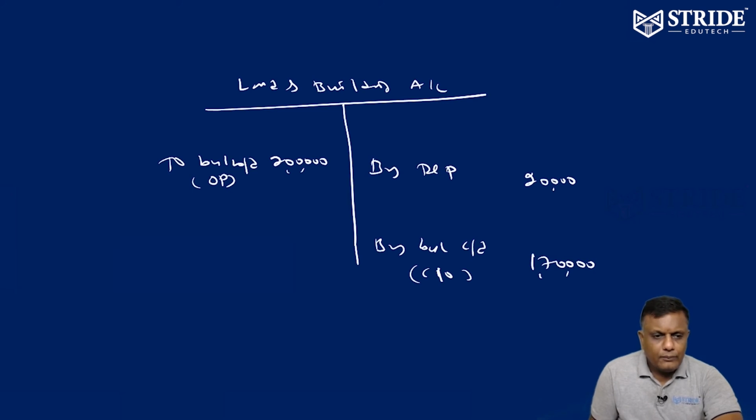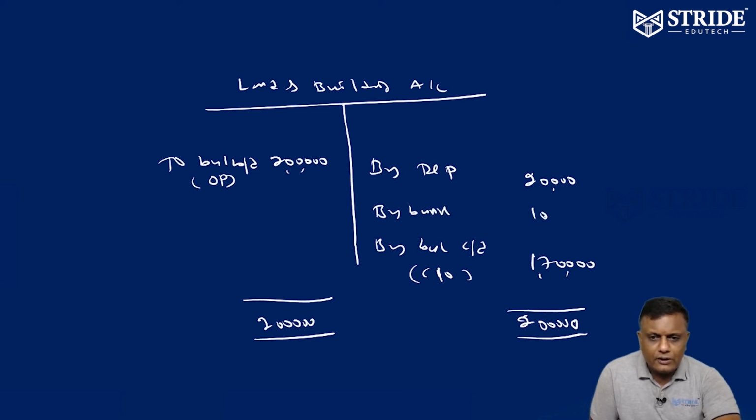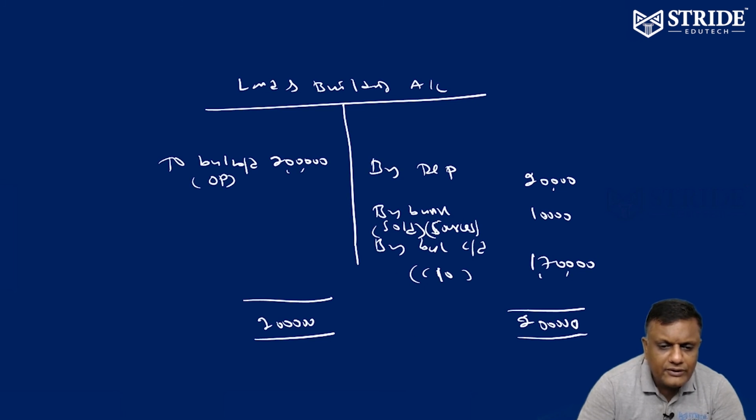Missing figure, we'll check it out. Either it may be to bank or it may be by bank. Now, debit side will be higher, that is 2 lakh. Then definitely it is going to be by bank. By bank difference 10,000, which means we sold. Sold means we have to post it in the sources of funds. That's it. So we completely prepared land and buildings and plant and machinery ledger.